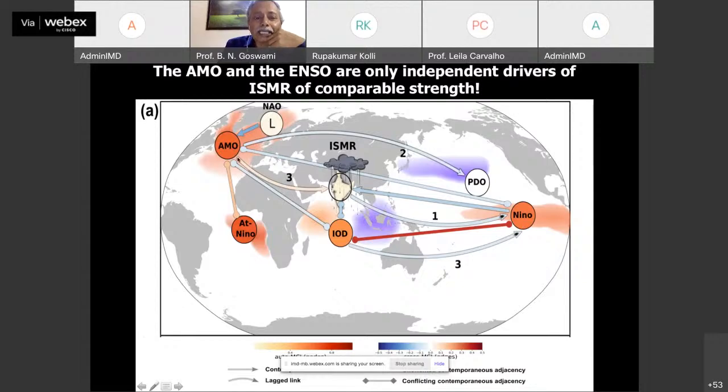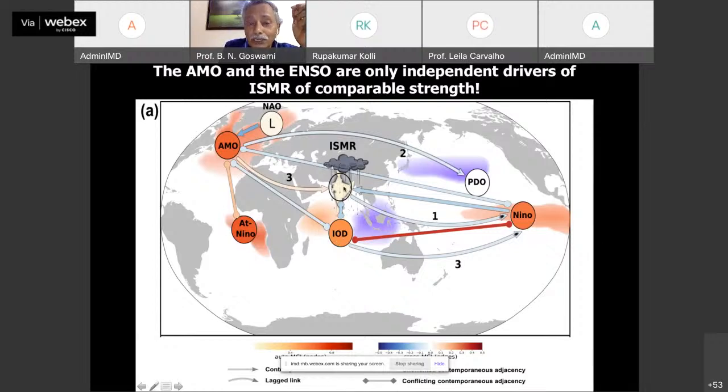On the other hand, I think the most clear signal that has come out is that AMO is a definite driver of ISMR with a lag of about 3 months. In Atlantic NINO, we have found associations with ISMR, but we cannot find a clear directionality in that connection.